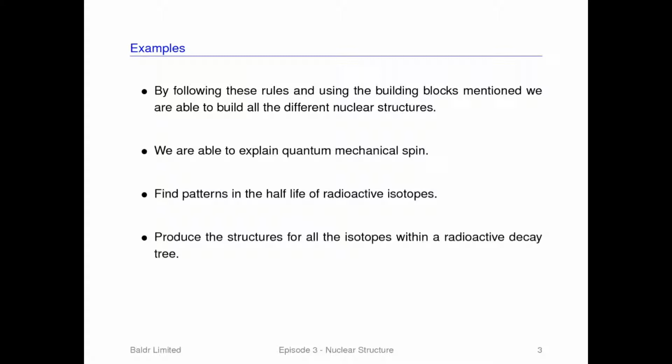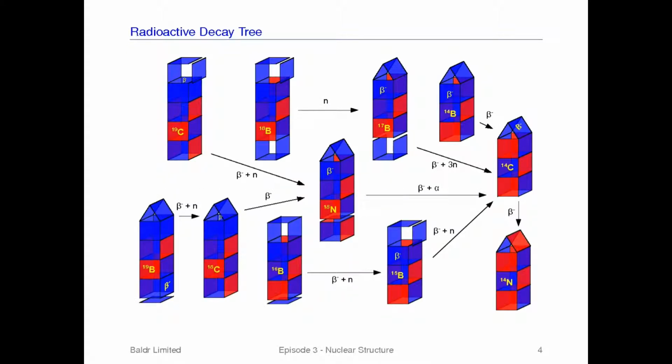Lastly in this list of examples, although as mentioned in the first video, this theory does cover much more than what we've mentioned here, is the fact that we can produce all of the nuclear structures within a radioactive decay tree. Thus, we are able to see exactly what the nucleus looks like at each step. Talking of radioactive decay trees, here is a complete tree of all of the isotopes that result in nitrogen-14.